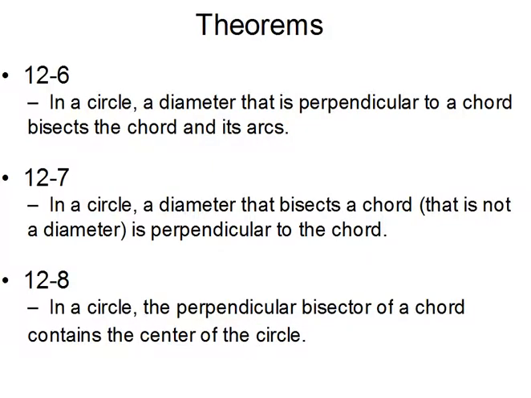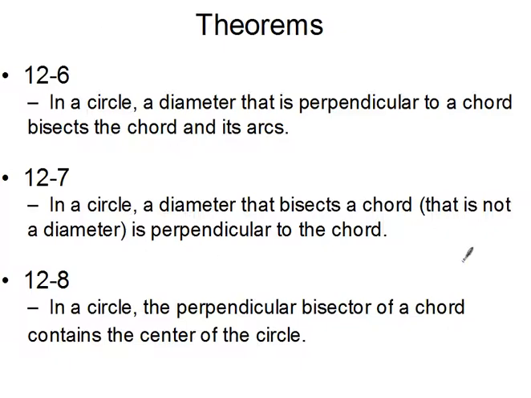Alright, some theorems to run through, and you may have to pause these to get them written down. First one, in a circle, a diameter that is perpendicular to a chord bisects the chord and its arcs. So if you have a diameter that's perpendicular to a chord, it automatically cuts it in half, and it cuts the arcs in half.